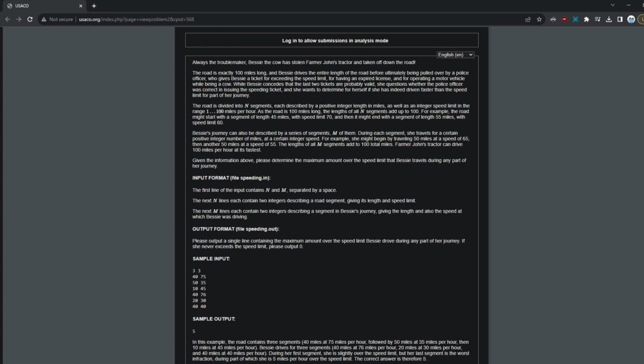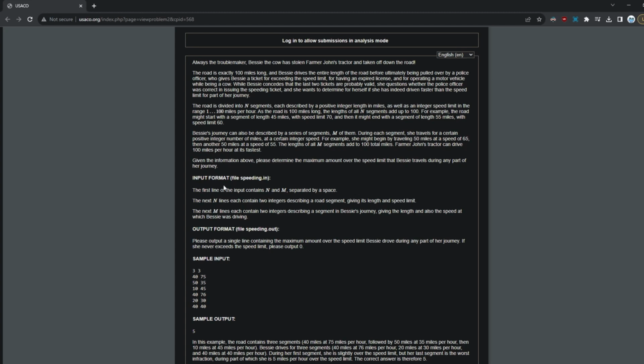So basically, we have the road that's divided into segments, each with its own speed limit, and we have Bessie driving down the road with her segments divided up, and these are the speeds that she goes at during these segments.